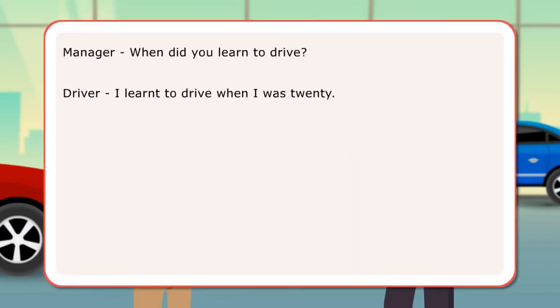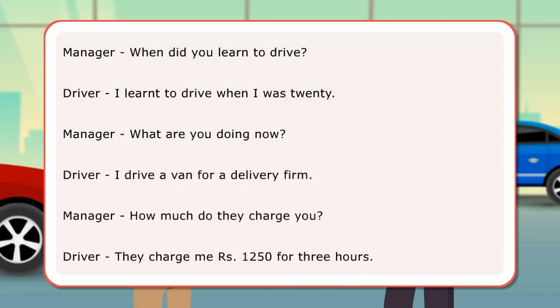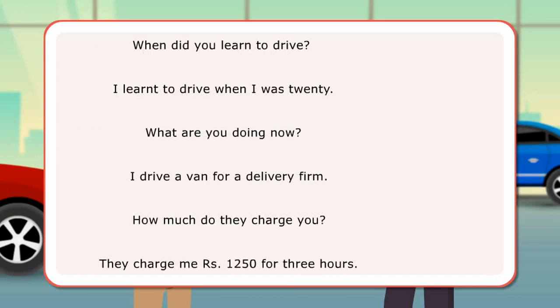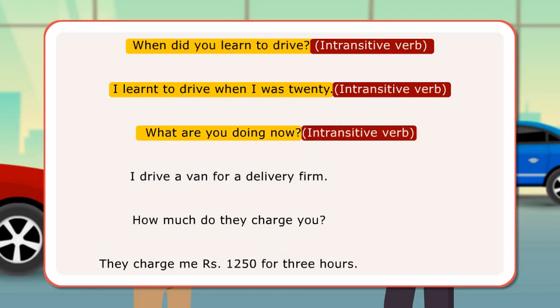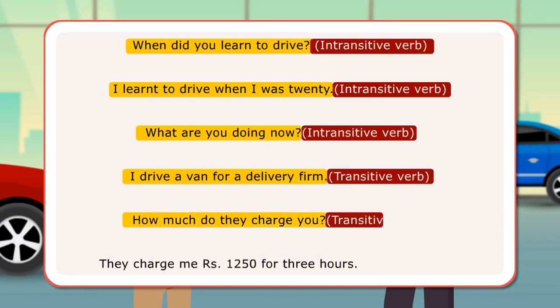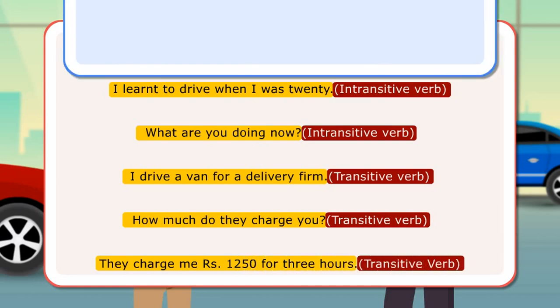In the dialogue, we come across verbs with and without objects. Here are the example sentences. When did you learn to drive? Intransitive verb. I learned to drive when I was 20. Intransitive verb. What are you doing now? Intransitive verb. I drive a van for a delivery firm. Transitive verb. How much do they charge you? Transitive verb. They charge me rupees 1250 for 3 hours. Transitive verb.